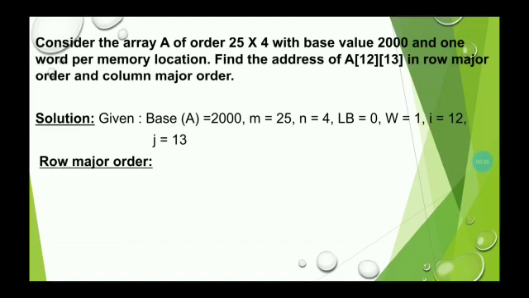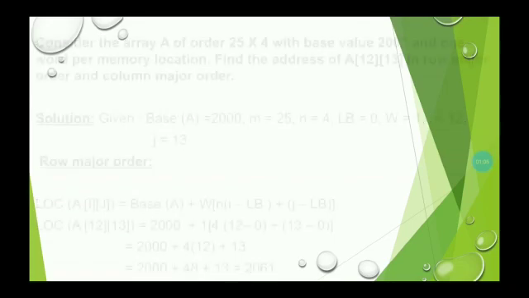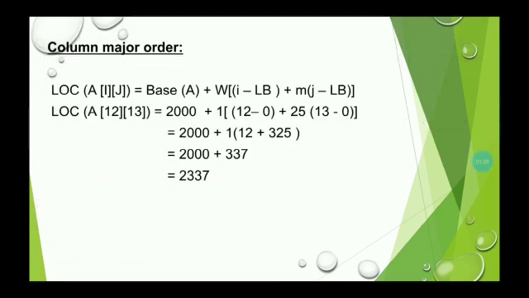So in row major order, substitute all the elements in the formula. The answer we will get is 2061. Similarly, in column major order, substitute all the values in the formula. The answer is 2337.